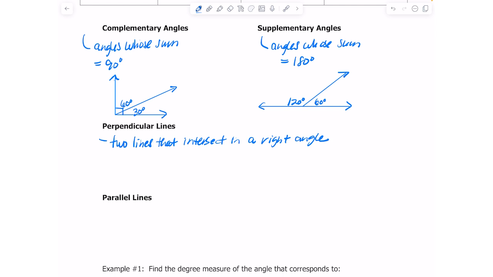Okay, so maybe think of an intersection. Here's one street crossing the other street. Many times those streets will intersect at 90-degree angles. So that would be 90, this would be 90, this is 90, and this is 90. So they're all 90 degrees. And then you've got parallel lines, which are two lines in a plane that do not intersect.